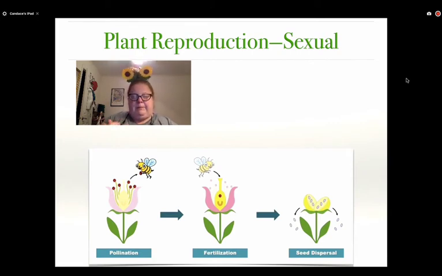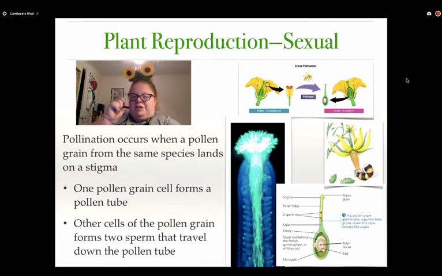So in flowering plants, when reproduction is occurring, there are three main parts: pollination, fertilization, and seed dispersal. We talked about seed dispersal in a previous video, so we won't really get into that one today. But there is a distinct difference between pollination and fertilization, so let's address that. Pollination occurs when a pollen grain from the same species lands on the stigma. That's pollination.